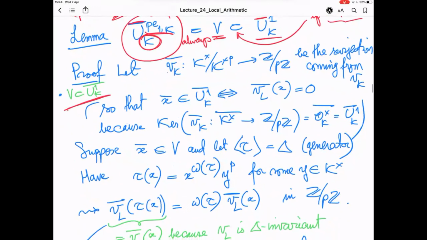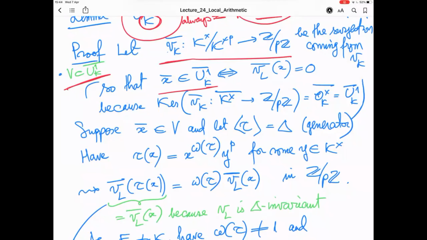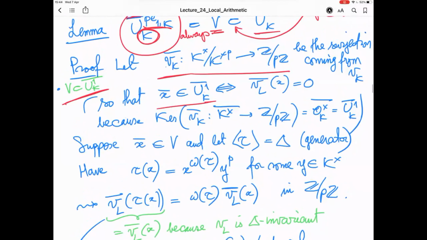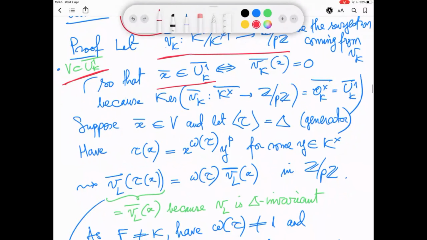Okay, so let's prove that V is contained in UK1 bar. Denote by VK bar the map which you get from the valuation. And the kernel of this VK bar is, of course, why is it VL here? Yeah, it's not L here, it's VK. Well, the kernel is precisely UK1 bar.